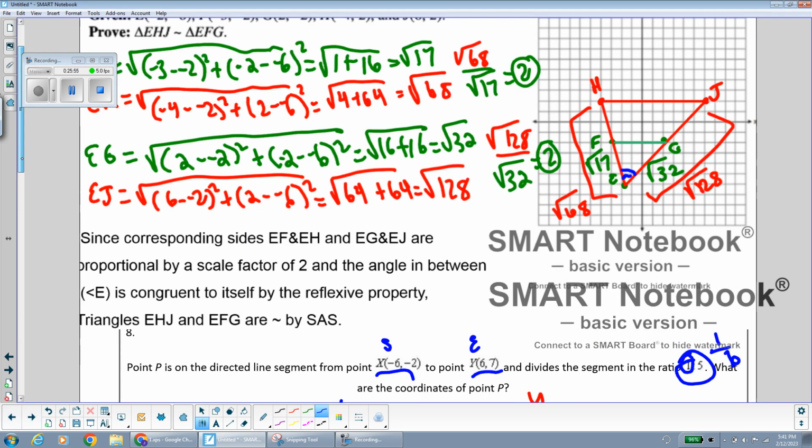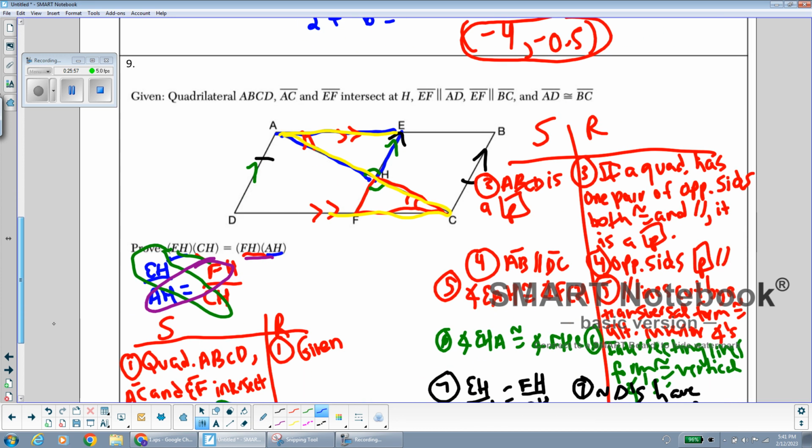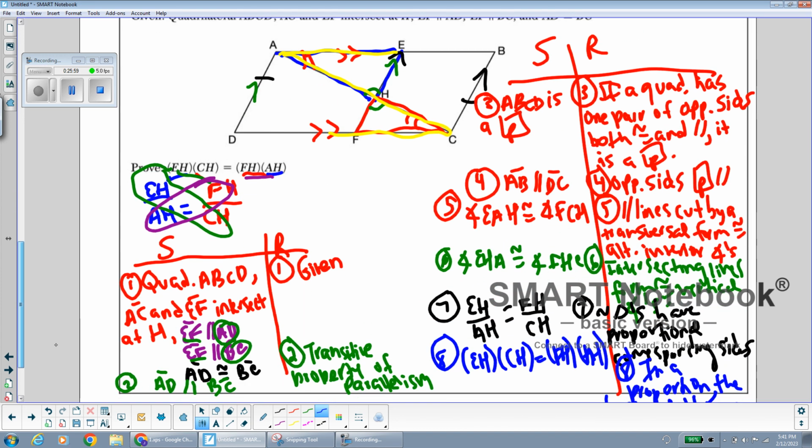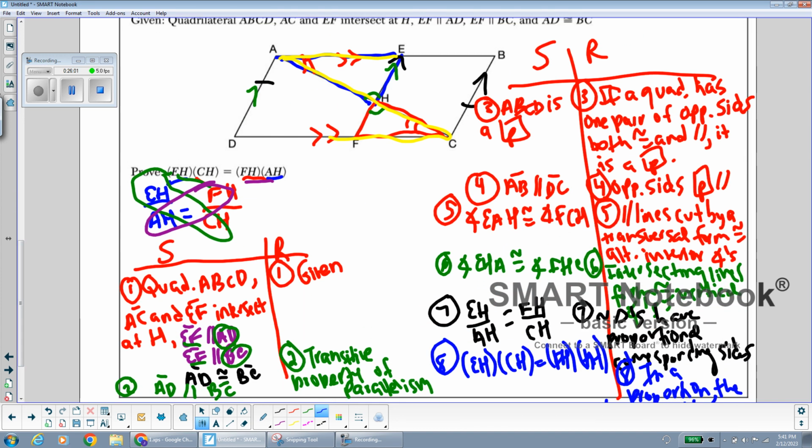So here is the full written up proof for the proof in number 9. From the givens, we see that AD is parallel to BC, and that's from the transitive property of parallelism. Once again, that's because AD and BC are both parallel to the same line EF, so that means they have to be parallel to each other.